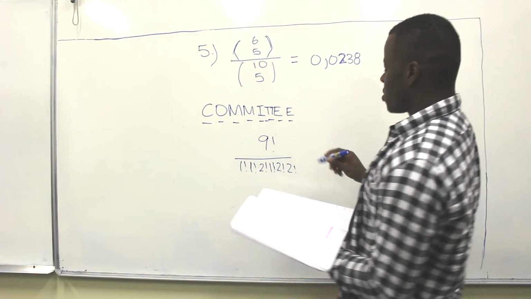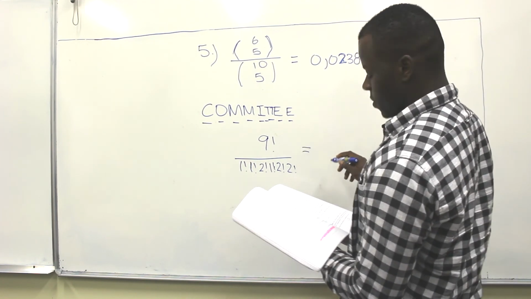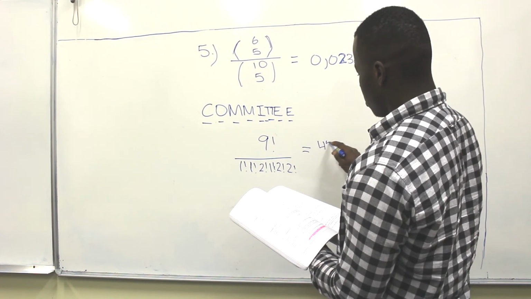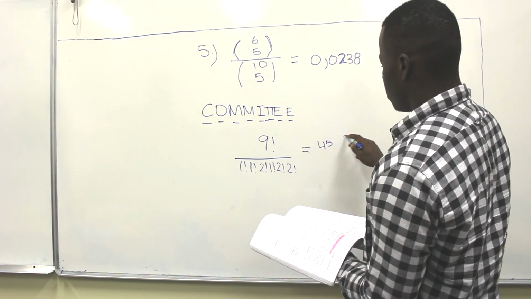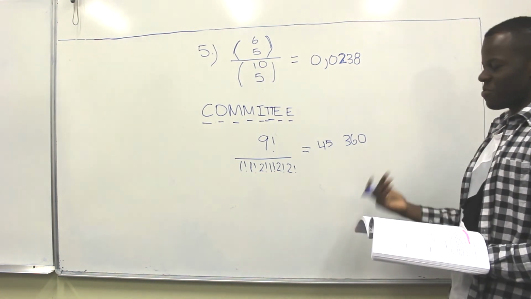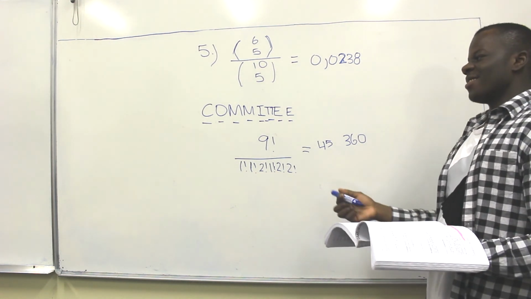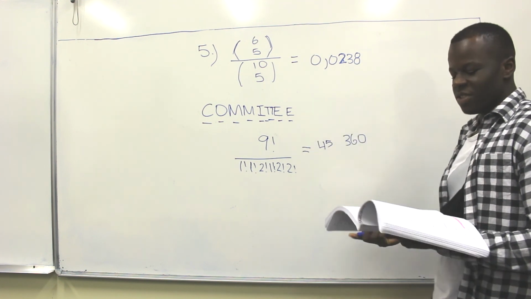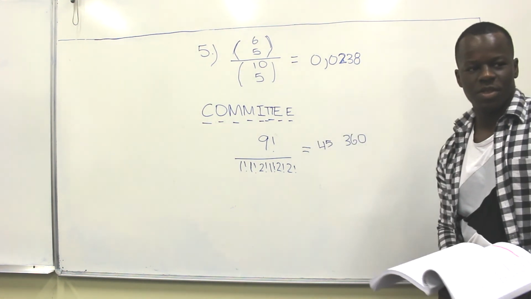And the answer to the different number of ways is 45,360. And those are the number of different ways you can permute to find the word committee. Yeah. So, yeah, thank you.